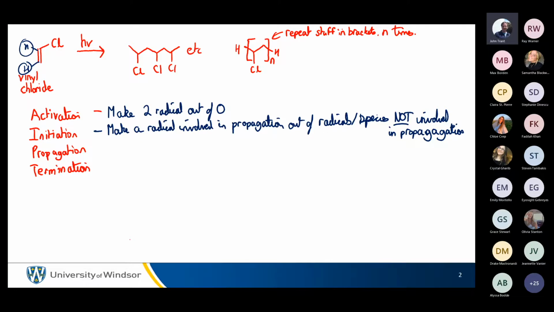So this, I think, is often where it gets confused. That's why I split it into two. They can be the same step. In our example here, they are going to be the same step. We are going to activate and initiate together. But they can be different, and we'll see some examples where they're different.